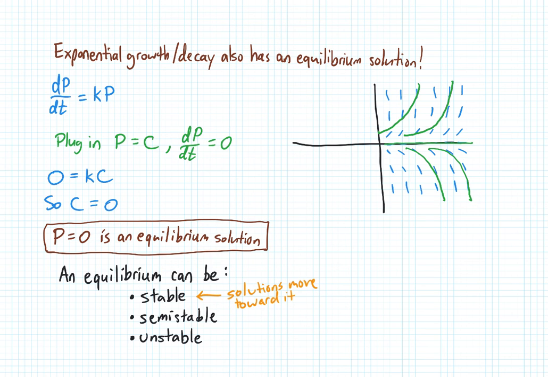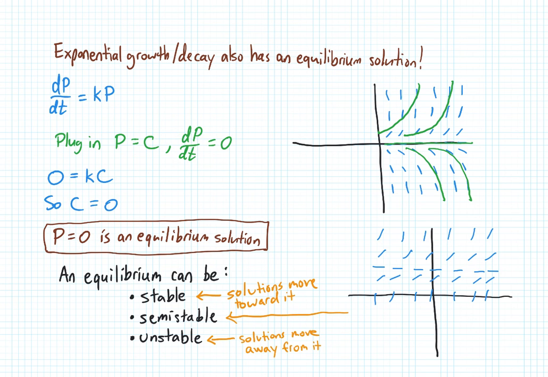And so there's terminology to distinguish those different sorts of behavior. You would say that an equilibrium is stable if solutions move toward it. And you'd say that an equilibrium is unstable if solutions move away from it. So with exponential growth and decay, the equilibrium solution is unstable, whereas with Newton's law of cooling, the equilibrium solution is stable. There is another possibility, what's called semi-stable, which is where the solutions move toward it from one direction, but move away from it in the other direction.